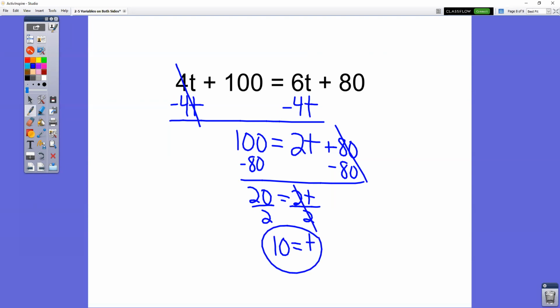That is the lesson for 2-5. Your homework today is 2-5 in class kick.